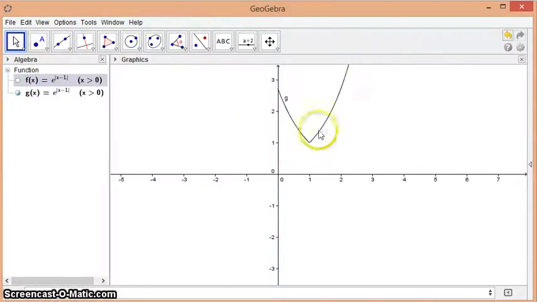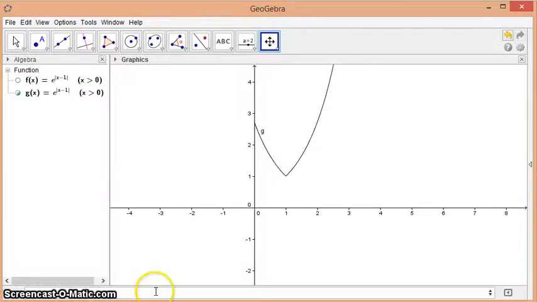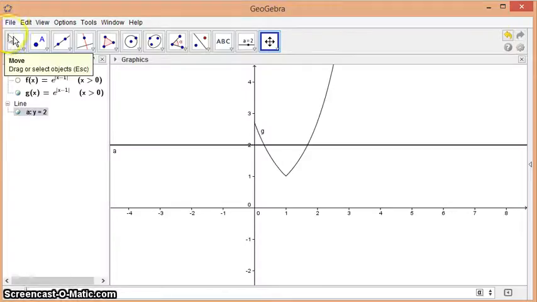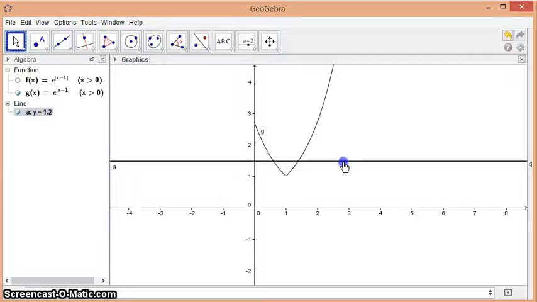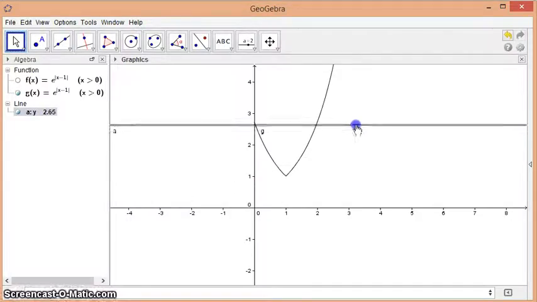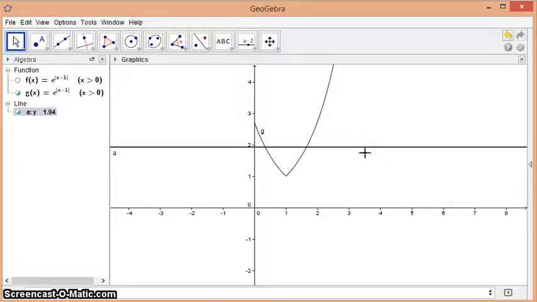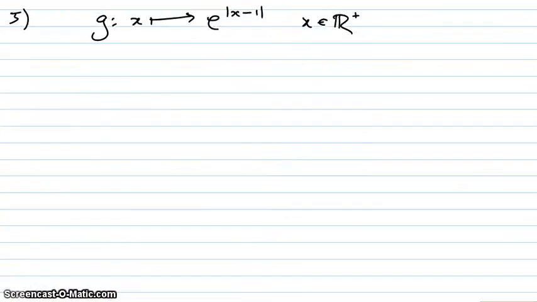We can see from this graph that it clearly is not a 1-1 function, because if I have some arbitrary line, say y equals 2, that line will intersect it in two places. And it's not just 2, I can take this line up and down anywhere between 1 and e, I think, and it will have 2 points of intersection. So what should we say?